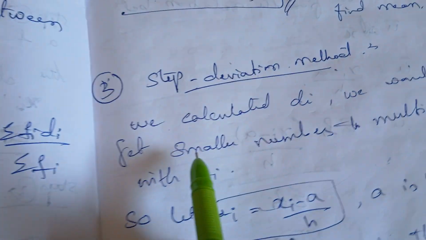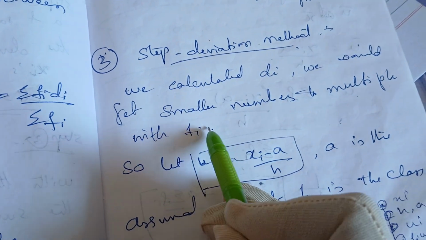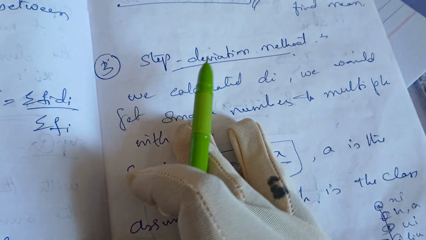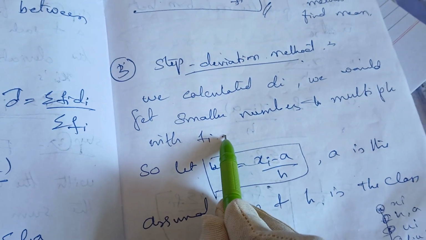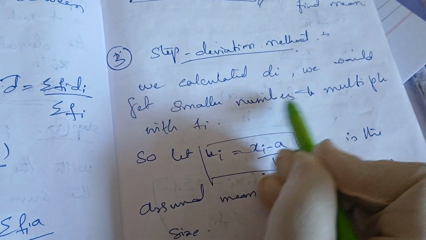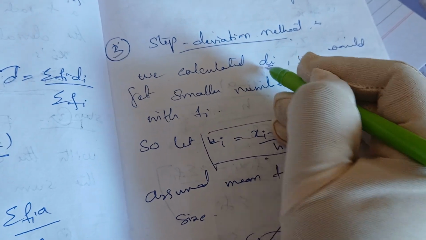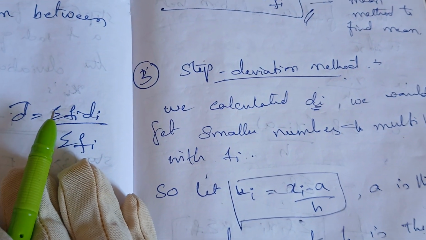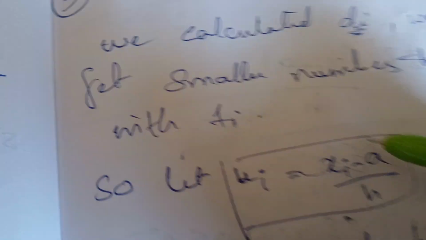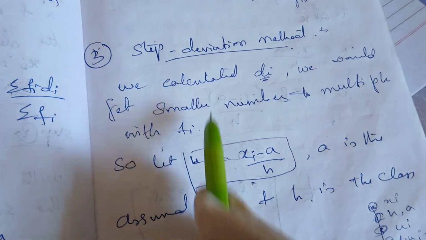The next method is the step deviation method. When we calculate di, we should get a smaller number to multiply with fi. Di should be small, so that when we multiply fi and di, we get a small product. If the value is large, in such a case we use the step deviation formula.